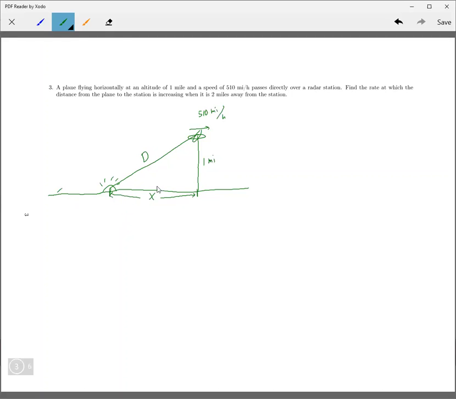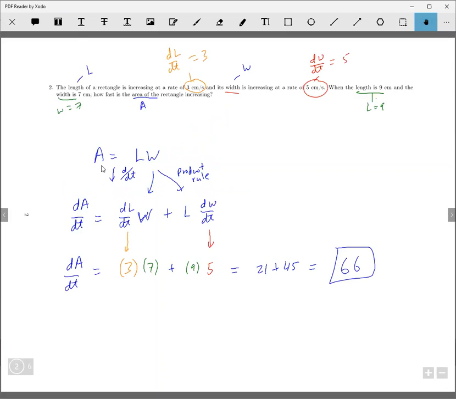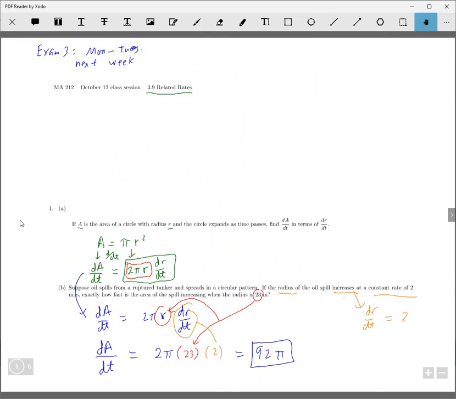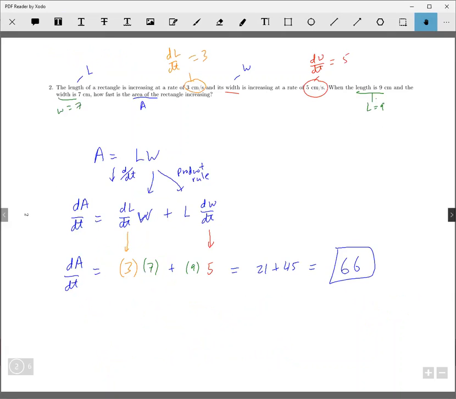Now, with the previous problems, if you look at the previous problems that we did, we wanted to find dA/dt, right? And we found an equation A equals something. And also in the previous one, we wanted to find dA/dt. We found an equation A equals something. Okay.